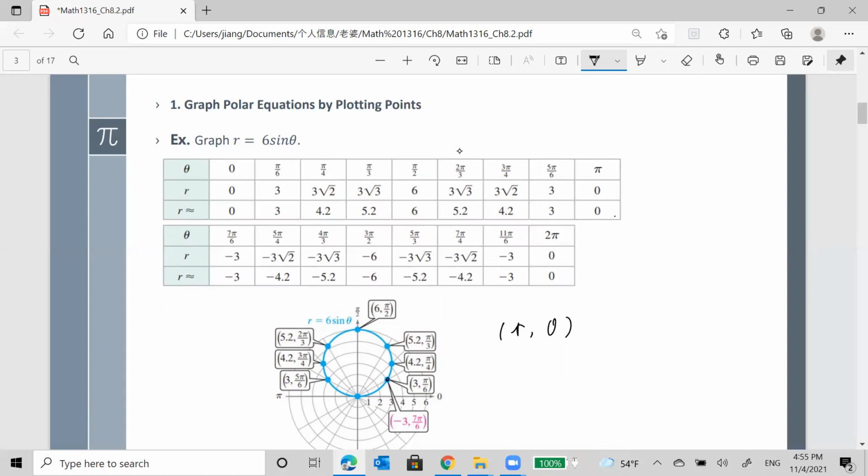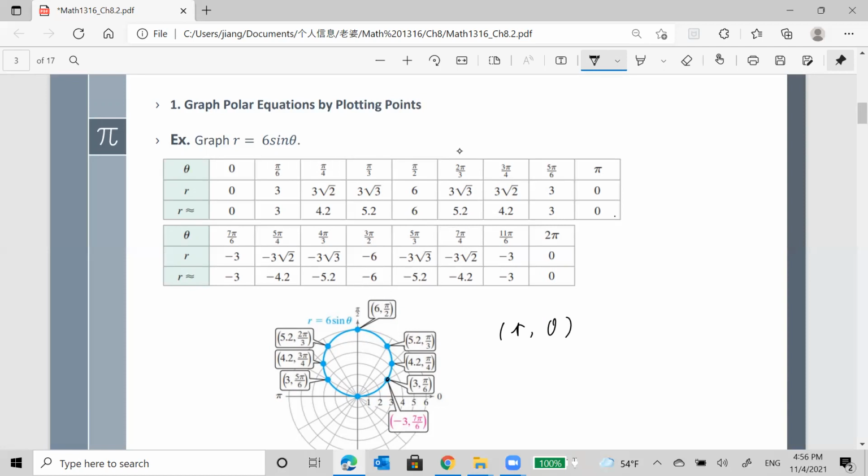And then pi over 4, and r is 3 times square root of 2. I can plot the r value as 4.2. The angle from the initial ray to here is pi over 4, that's 45 degrees, and the distance from here to here is 4.2. The next point is pi over 3, and the r value, we can plot 5.2. That means the angle from here to here is pi over 3, and the distance from here to here is 5.2.